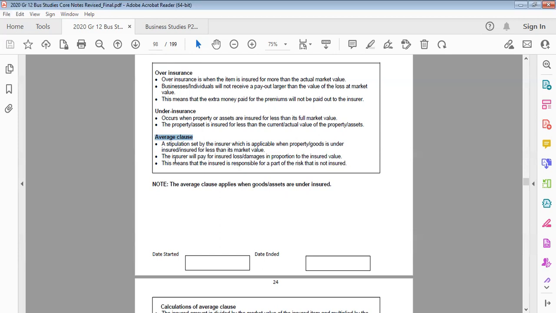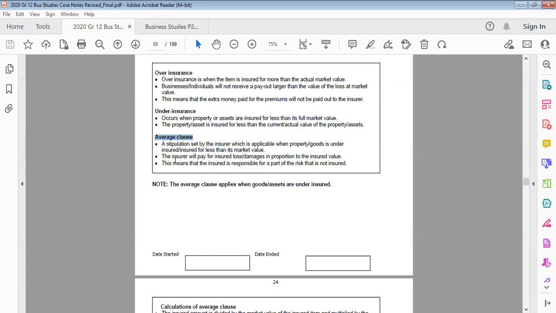For example, if you have a car that is 200,000, you insure it and then you write it off. They will check how much you insured it for, and if you insured it for 80% of its market value, then that is the amount that you're going to get paid out when you claim from the insurance.